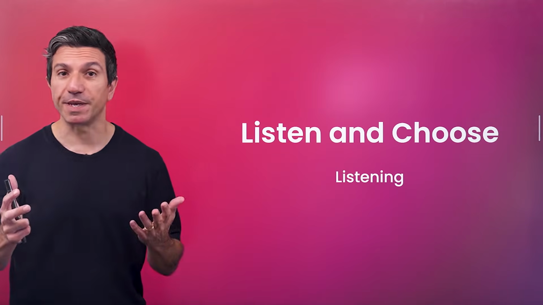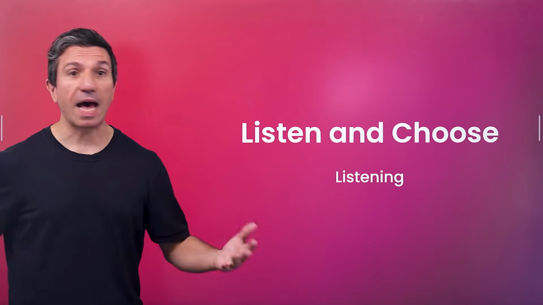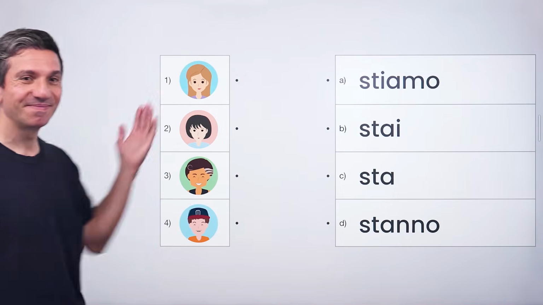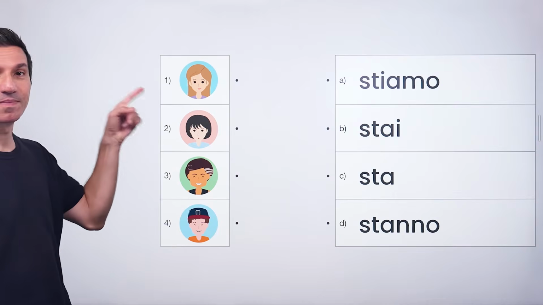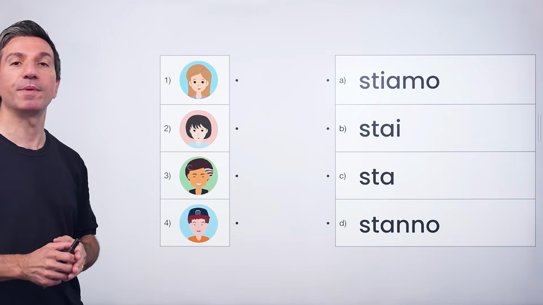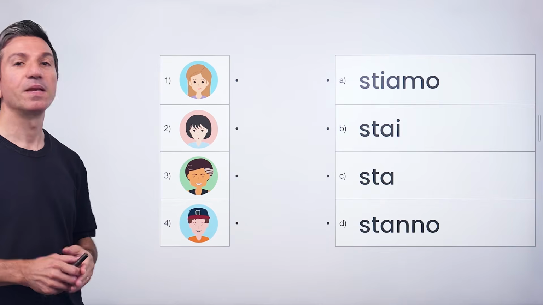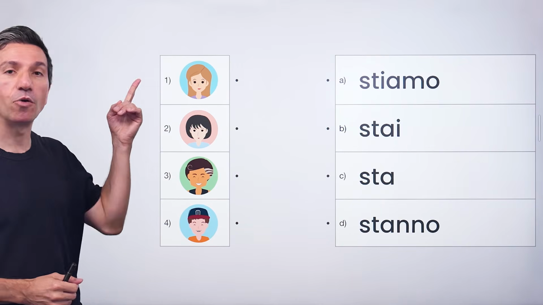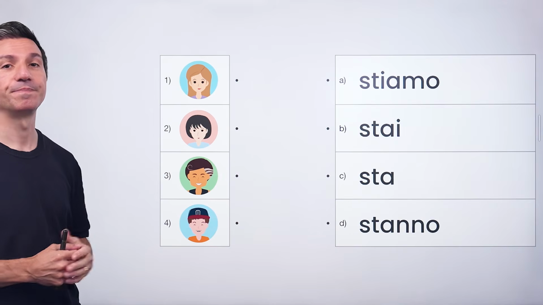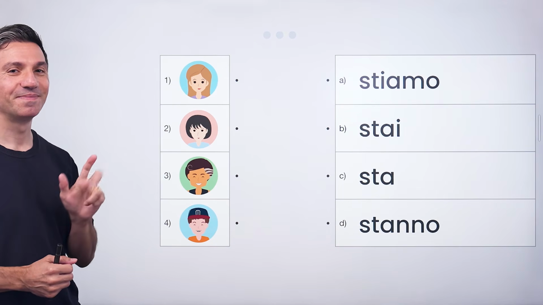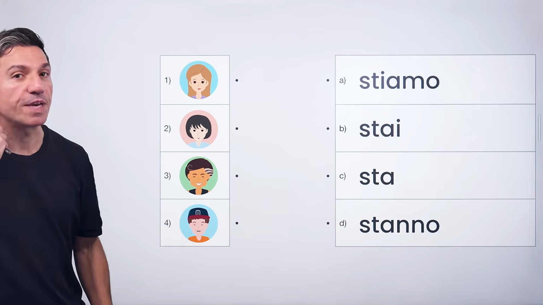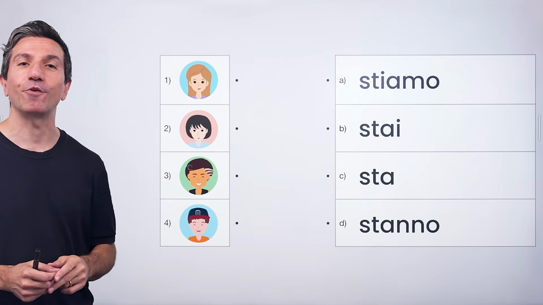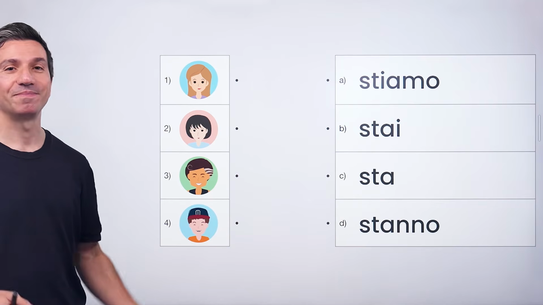Listen to me as I speak. Which form of stare is used in the sentences? Paolo sta studiando in camera sua. Let's listen one more time. Paolo sta studiando in camera sua. Did you hear sta? Sta is the third person singular form of the verb stare.